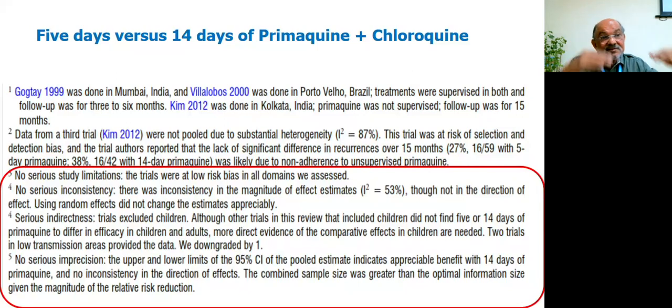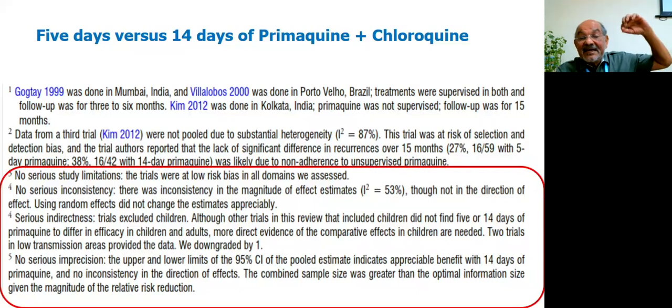From unbiased studies, this is our estimated effect. No serious study limitations, no serious inconsistency. Although there was I-square around 53, there was a disagreement in how effective primaquine is, not that it went the other way. So we are not worried about that.